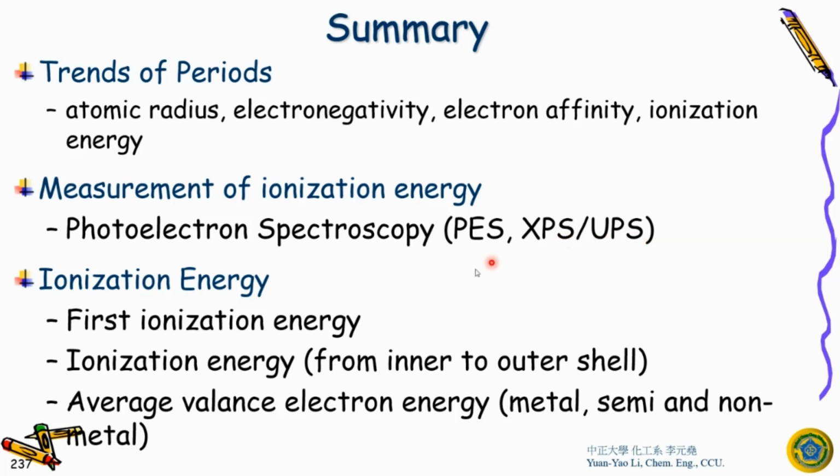Then today we learned ionization energy, including first ionization energy. The ionization energy increases from the outer shell to the inner shell, and the energy decreases from the inner shell to the outer shell. And finally, we learned the AVE of the metals, semi-metals, and non-metals.